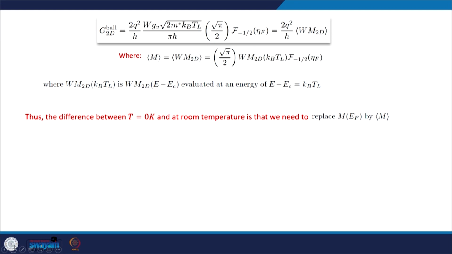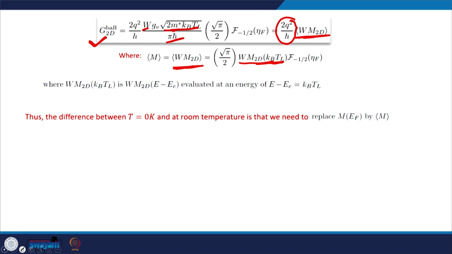So, with this, the expression of conductance of a ballistic conductor at above 0 Kelvin temperatures, this is what we obtain, and we have now written it down as 2q square by h times average of W into M2D. And this average of W into M2D is essentially square root of pi by 2 times W M2D kT, and this W M2D kT is actually W times this value.